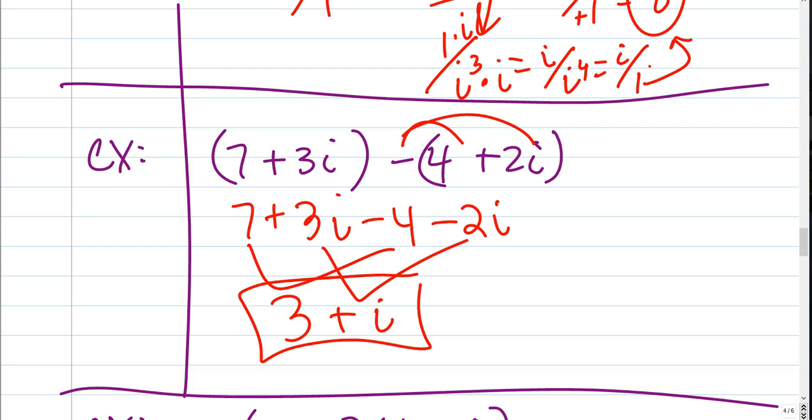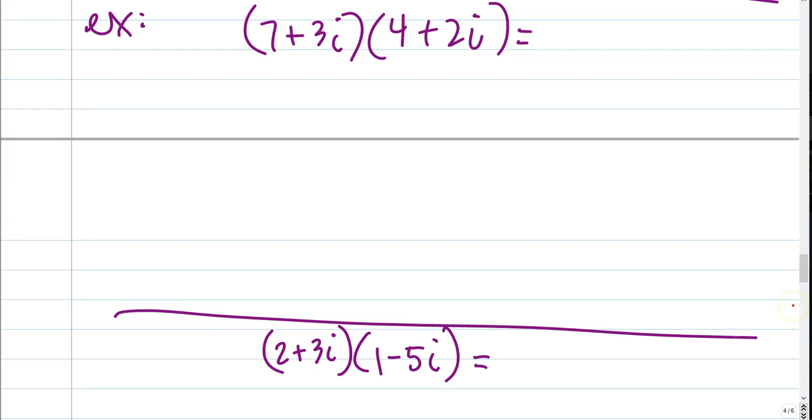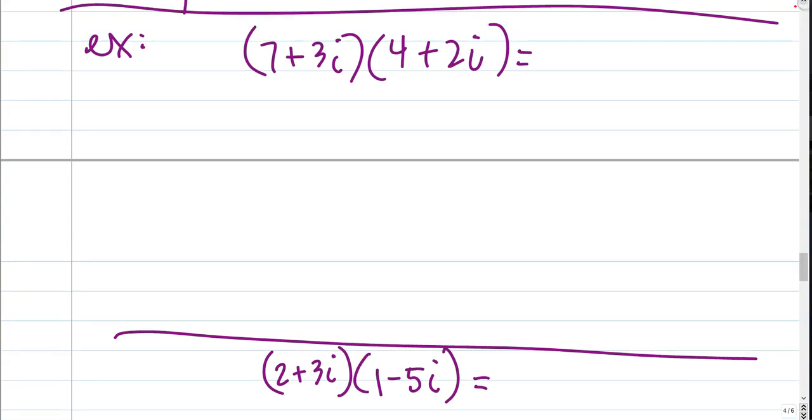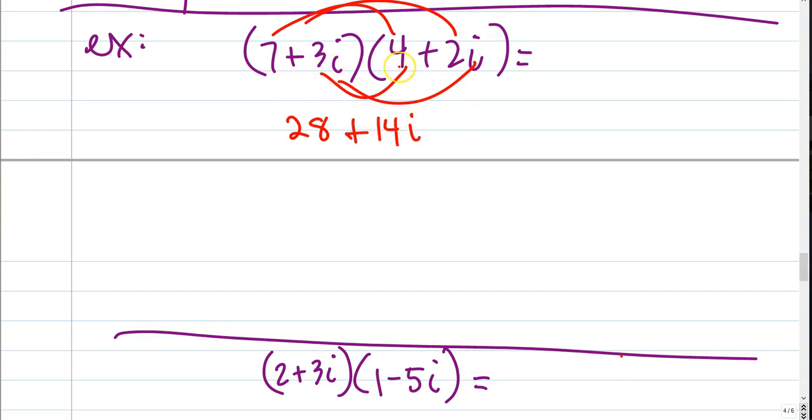Onward. We can add, we can subtract, we can multiply. So we need to know how to distribute this. 7 times 4, 28. 7 times 2, 14i. 3i times 4, 12i. 3i times 2i, 6, plus 6 i squared.